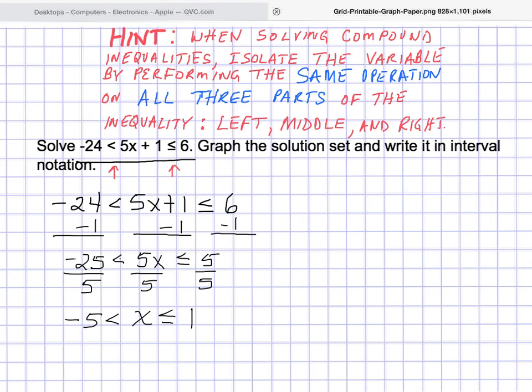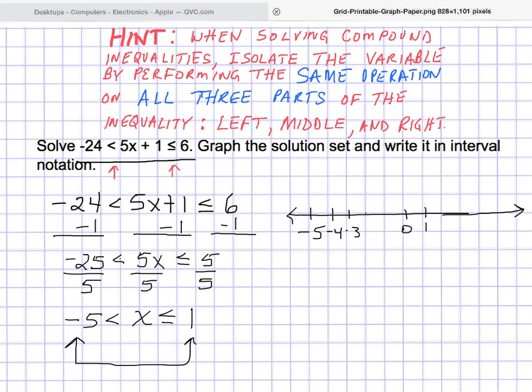So we want every x that's greater than negative 5 and less than or equal to positive 1. So in other words, your endpoints are negative 5 and positive 1. So you know that on your graph, your endpoints on this particular graph are negative 5, 3, 2, 1, 0, and this is positive 1.